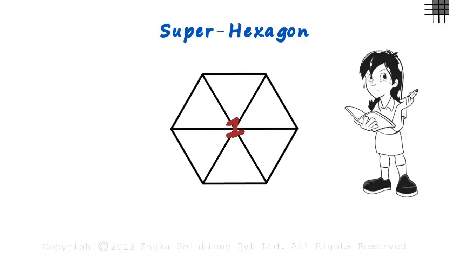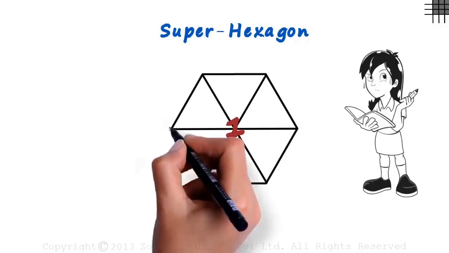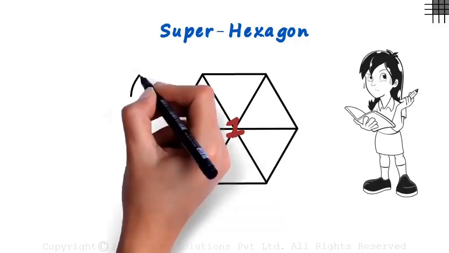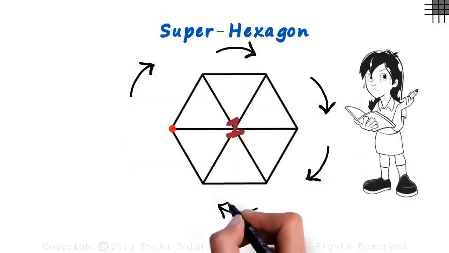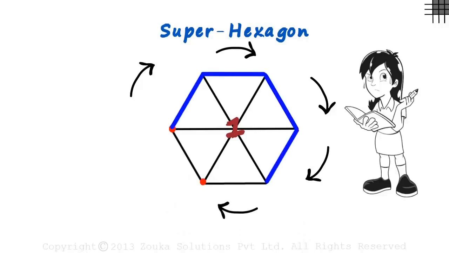To know the formulae, we give the 6 function names to each of the 6 vertices. But there is a particular way in which we need to write it. We start writing from this vertex, go around the hexagon, and end at this one. It's simple. We just draw a hexagon, join its opposite vertices, and write a 1 in the center. Now let's see how we write the 6 functions at the 6 vertices.